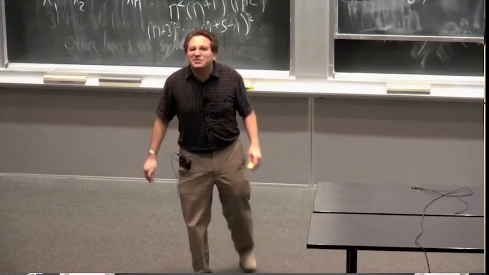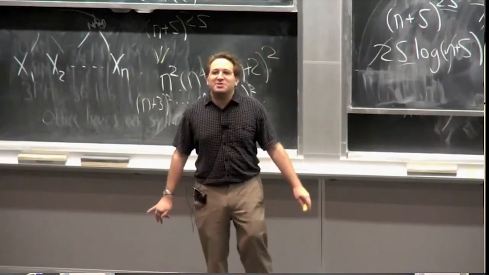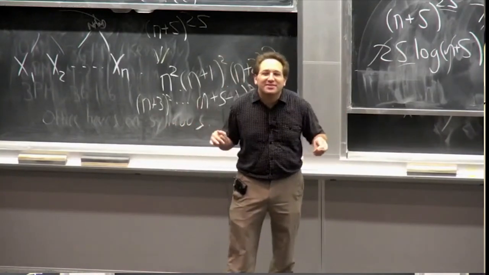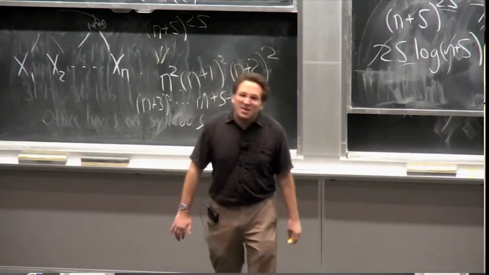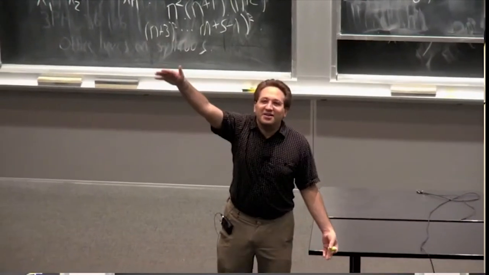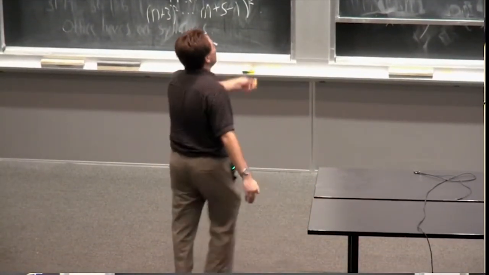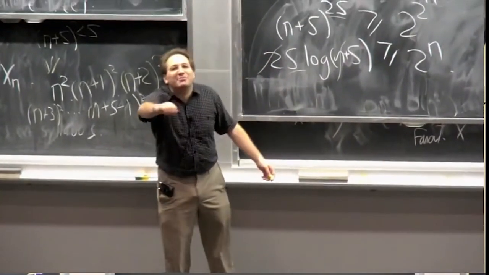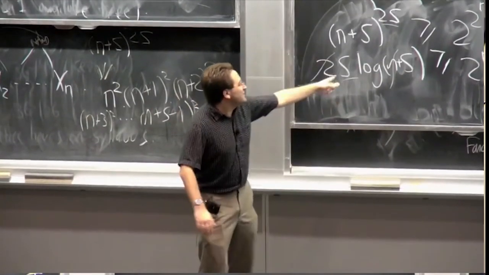Anyone want to give me an estimate? Let's say that S was 2 to the n, then what would S log S be? 2 to the n times n. So even if S was all the way at the top, if S was 2 to the n, we've only overshot the target by a little bit. We've gotten up to 2 to the n times n. Okay, so maybe we should scale back S a little bit. Anyone have a guess for what S should be to satisfy this?